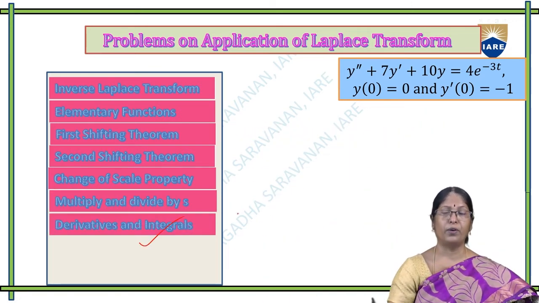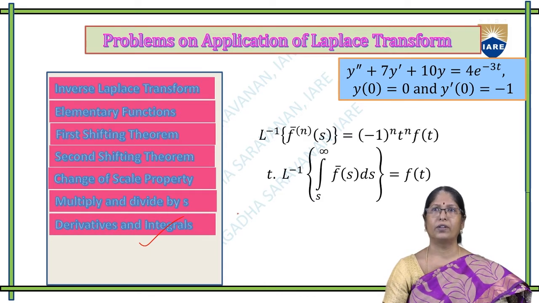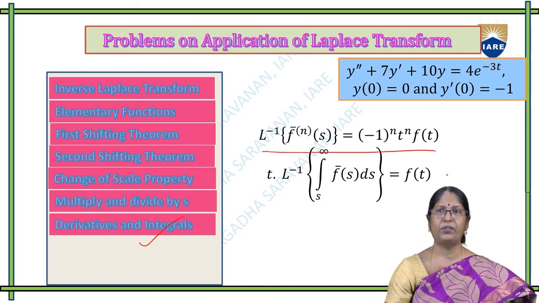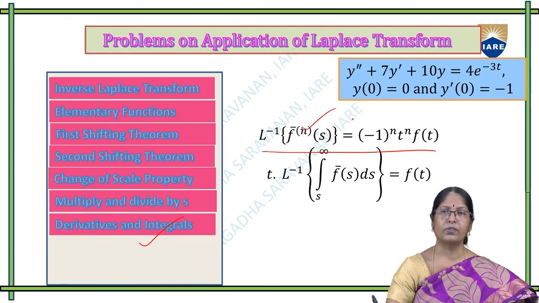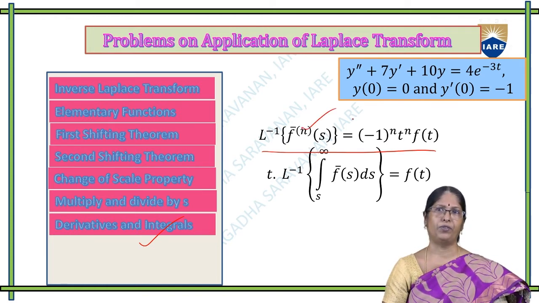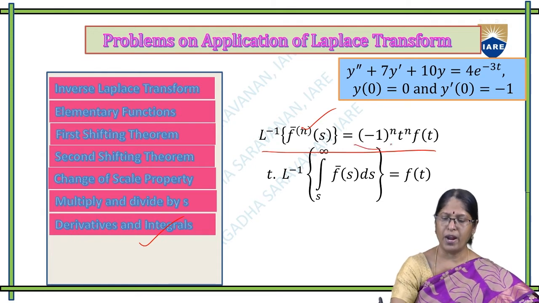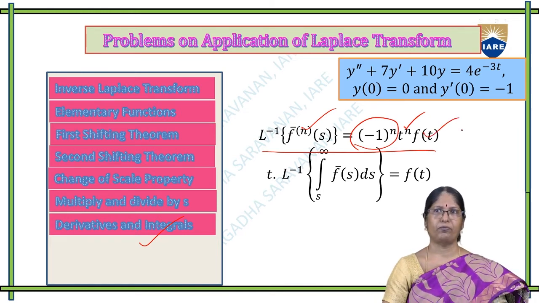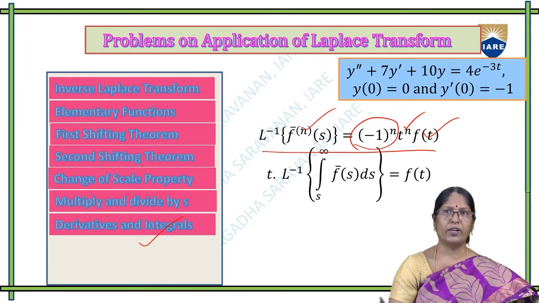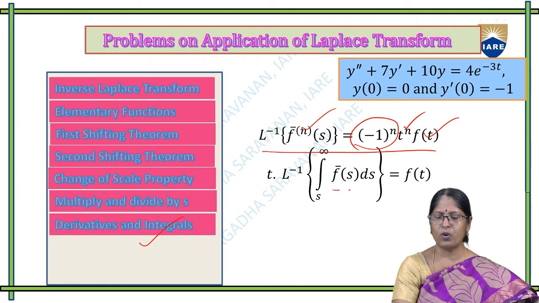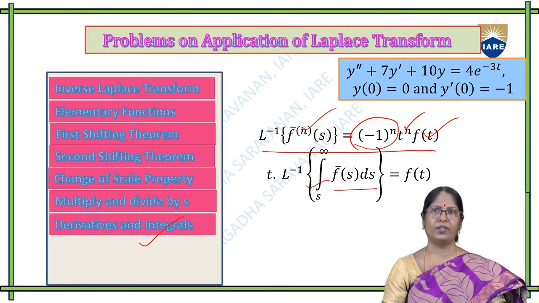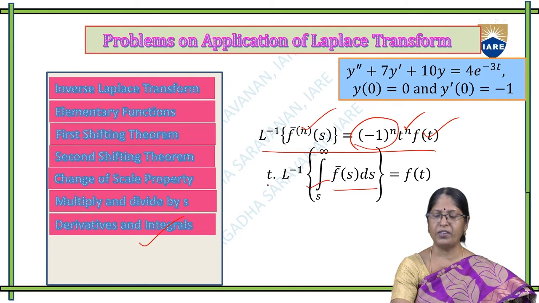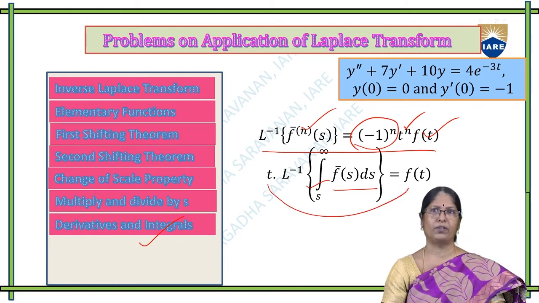So we can say it derivatives and integrals. Now this is the derivative: n times the differentiation has been done, that is (-1)^n, d^n/ds^n of f bar of s, that is t^n f of t. Fine. For the integral, that is the integral of f bar of s from s to infinity, it's nothing but f of t divided by t.